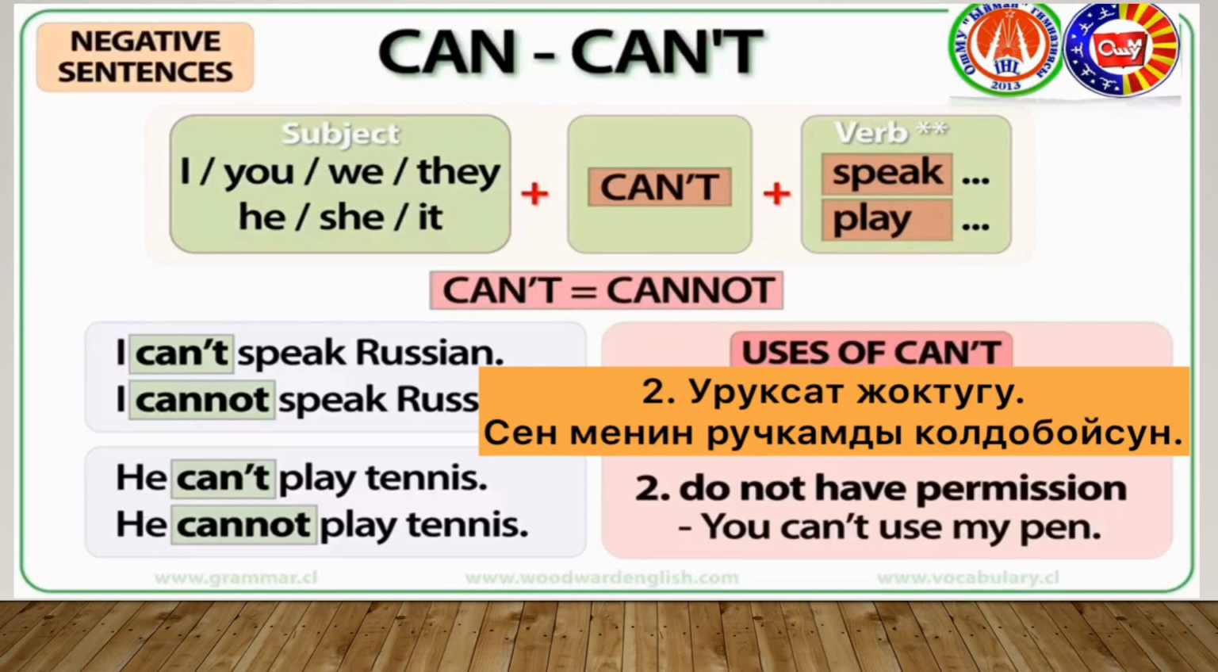Can't is also used when someone doesn't have permission. For example, you cannot use my pen. This means you do not have permission to use my pen.